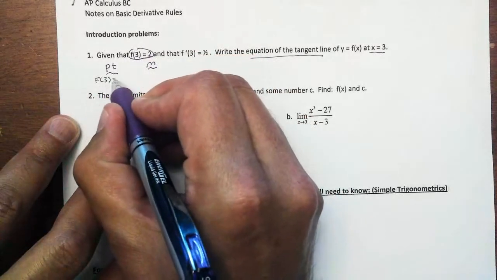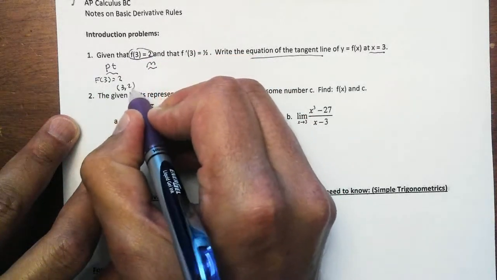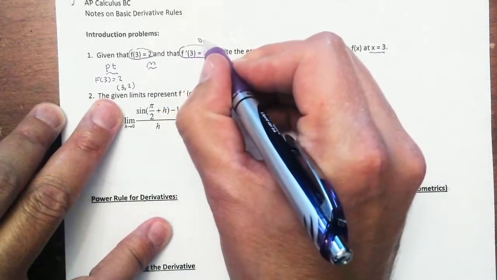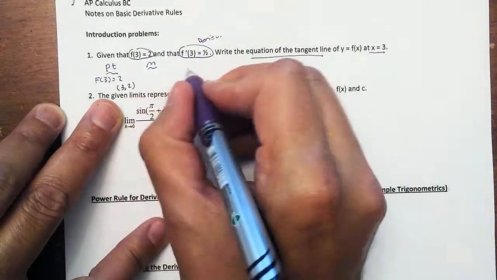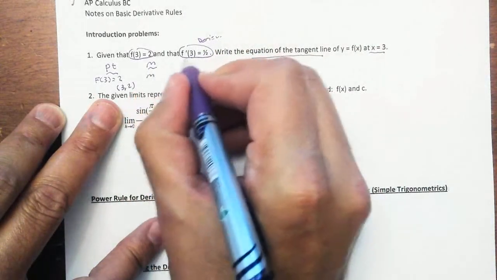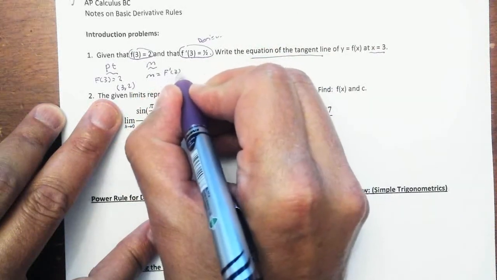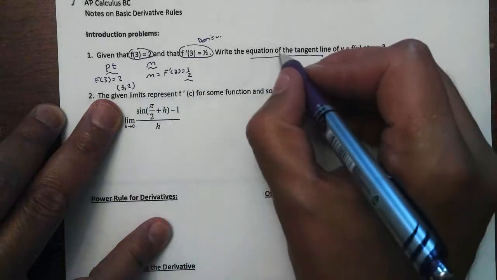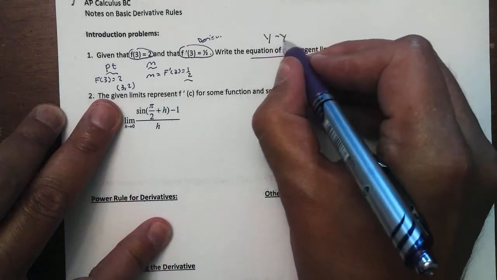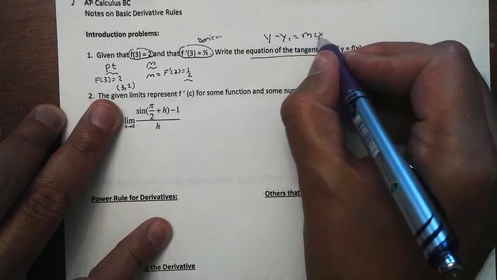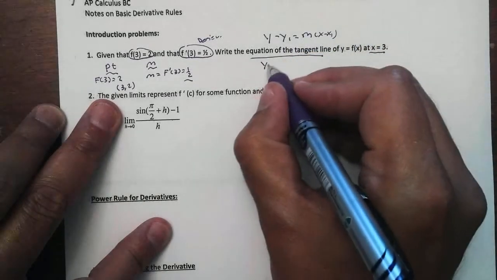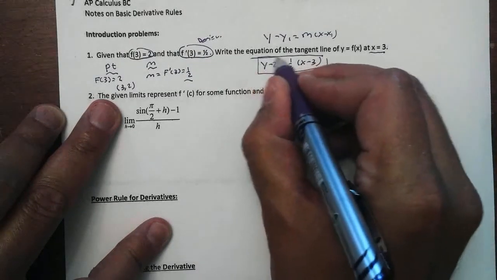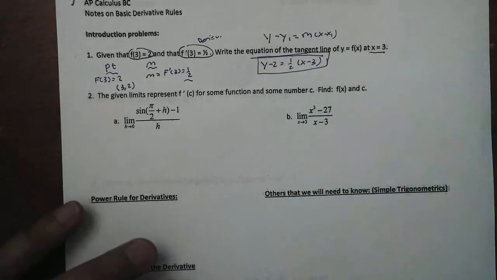That's the point. And we don't typically write points that way. We typically write it as (3, 2). The slope, remember, that comes from our derivative. So our slope here is saying the slope at 3 is the derivative at 3, which is 1/2. So we have our point and we have our slope. To write the equation of our tangent line, we're going to use our point slope form, y minus y1 equals m times (x minus x1), and that gives us y minus 2 equals 1/2 (x minus 3). And there is the equation of our tangent line right there.